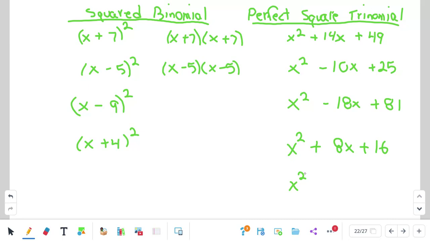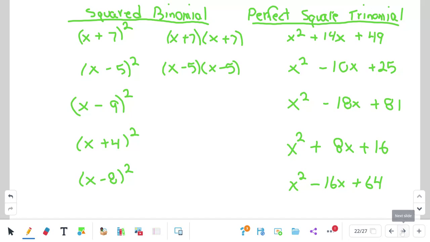x squared, let's see here, minus 16x plus 64. Let's see if it works. What's half of negative 16? Negative 8. When I square negative 8, do I get 64? Yeah, it works. Okay, so I can write it as a perfect square, as a squared binomial. I'm going to have an x, and then half of this number is right there.